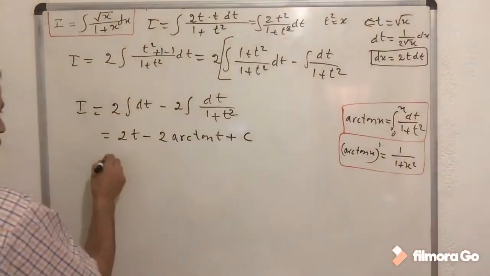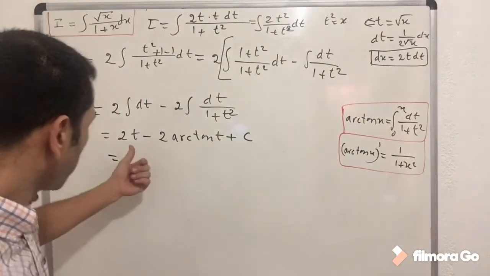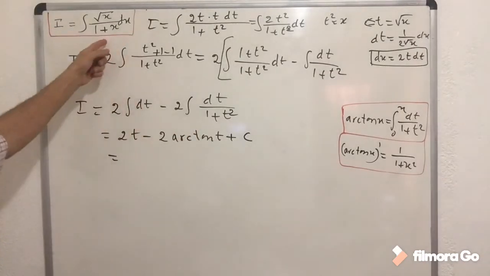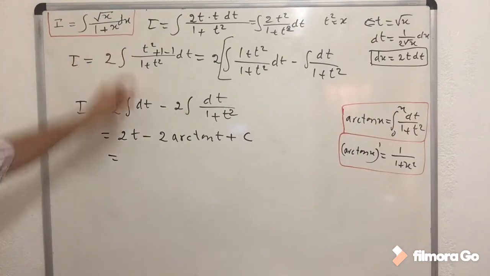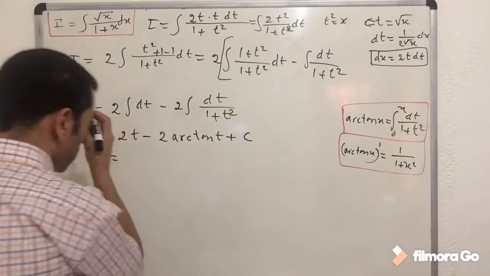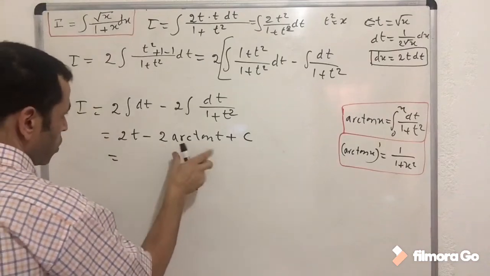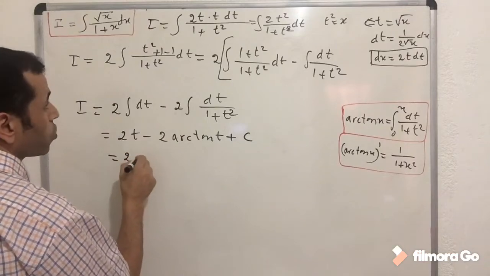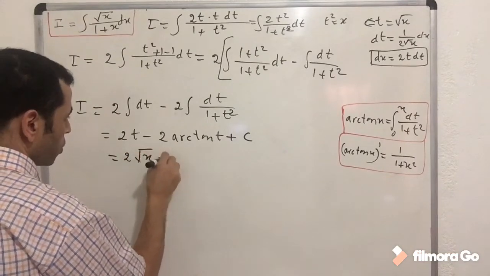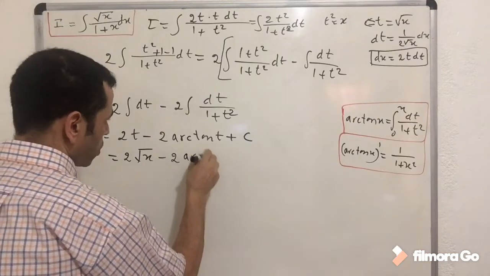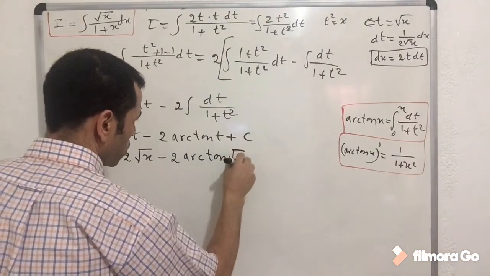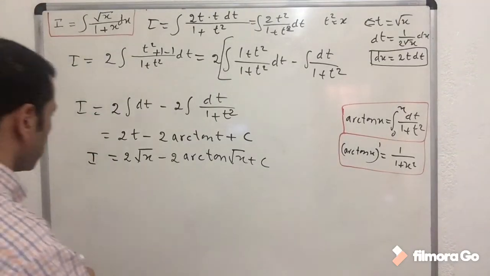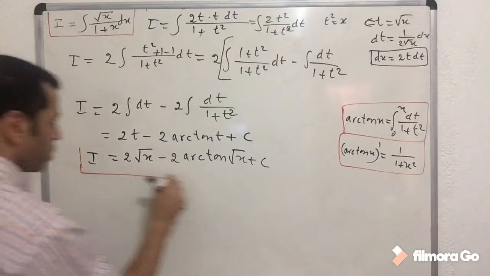And then you are not going to leave this integral in t terms. You should go back to the original function. You have to switch it to x, because the original function was in x, so this integral has to be in x as well. So 2 square root of x minus 2 arctangent of square root of x plus c, right? So this is your integral I equal to this form.